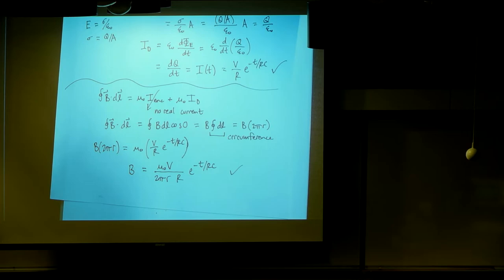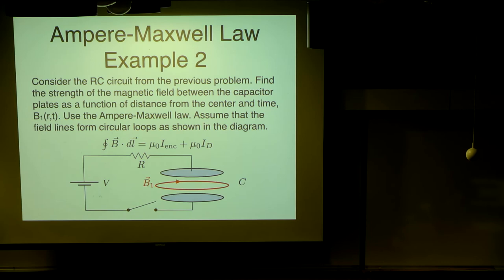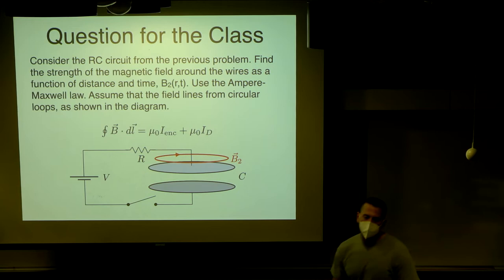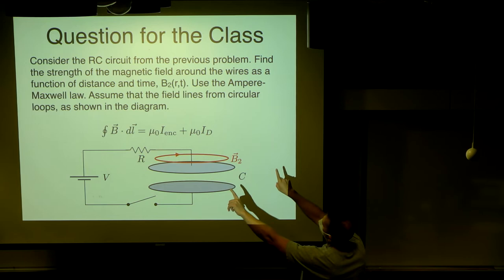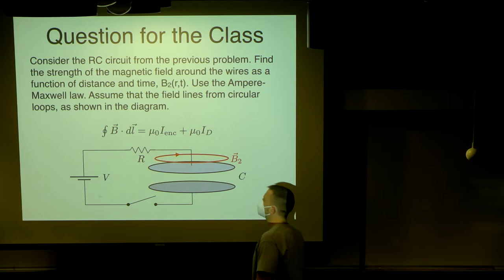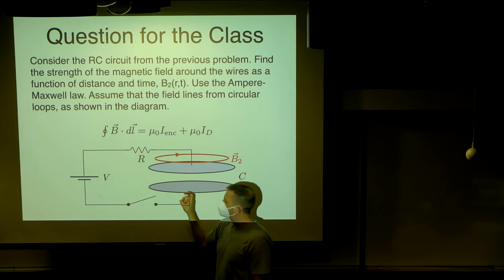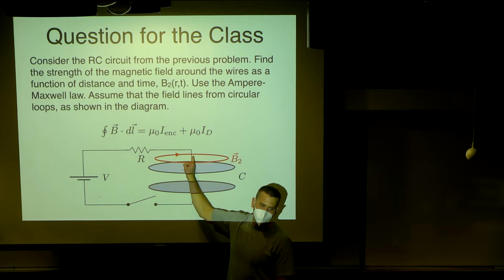Okay. So this is a follow-up that is going to depend on some work that we already did. My question for you guys is, same RC circuit as before. Okay, we know how this works. But the question now is, let's find the strength of the B field in this region. So we're not in between the plates anymore. We're kind of looping around the wire as opposed to being in between the two plates.